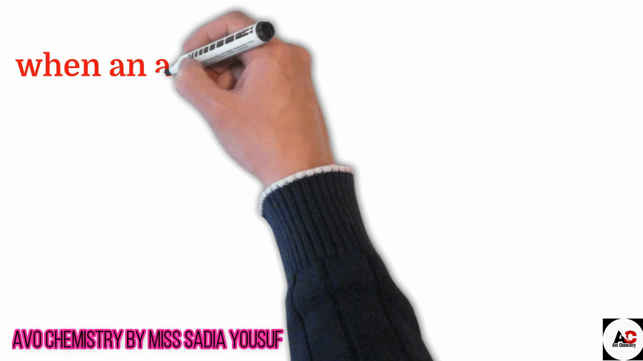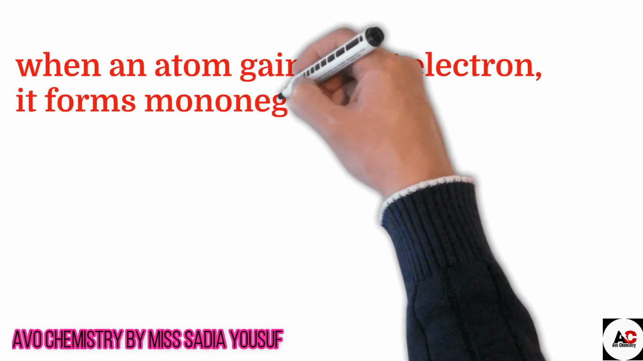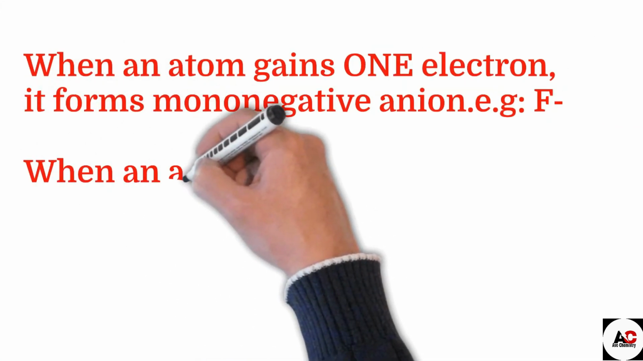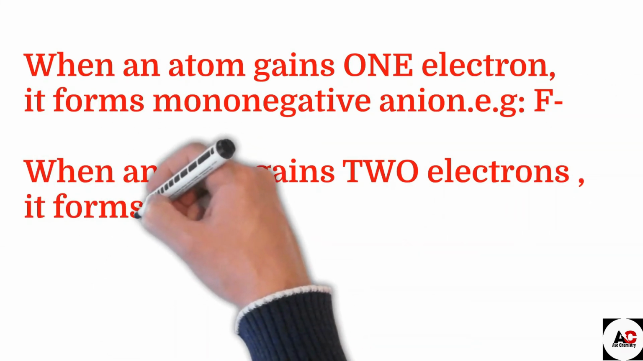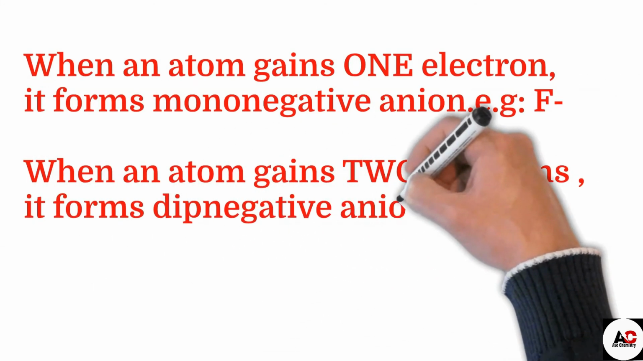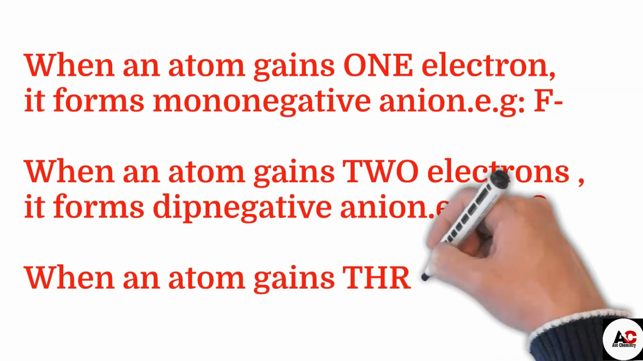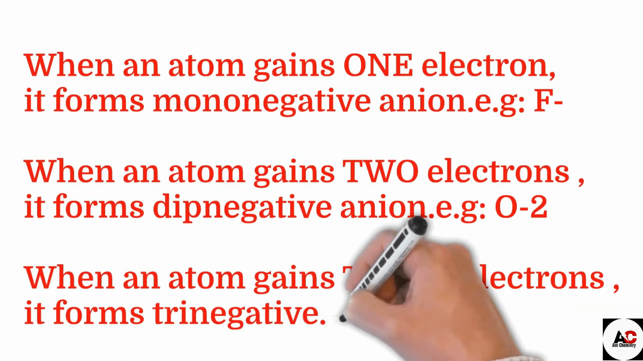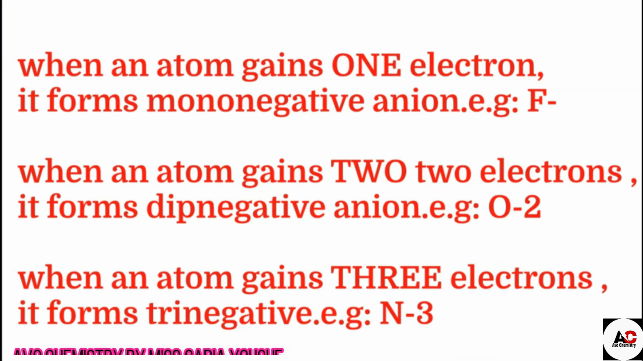When an atom gains one electron, it forms a mononegative anion, like fluoride negative. It gets -1 charge because it gains one electron. When an atom gains two electrons, it forms a dinegative anion, like oxygen -2. It gets -2 charge because it gains two electrons. And when an atom gains three electrons, it forms a trinegative anion, like nitrogen -3. It gets -3 charge because it gains 3 electrons.